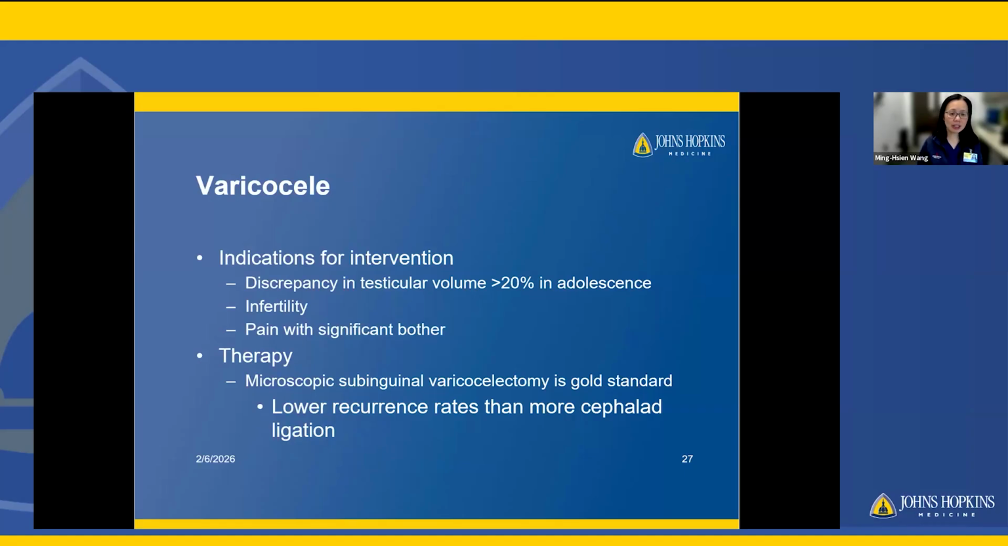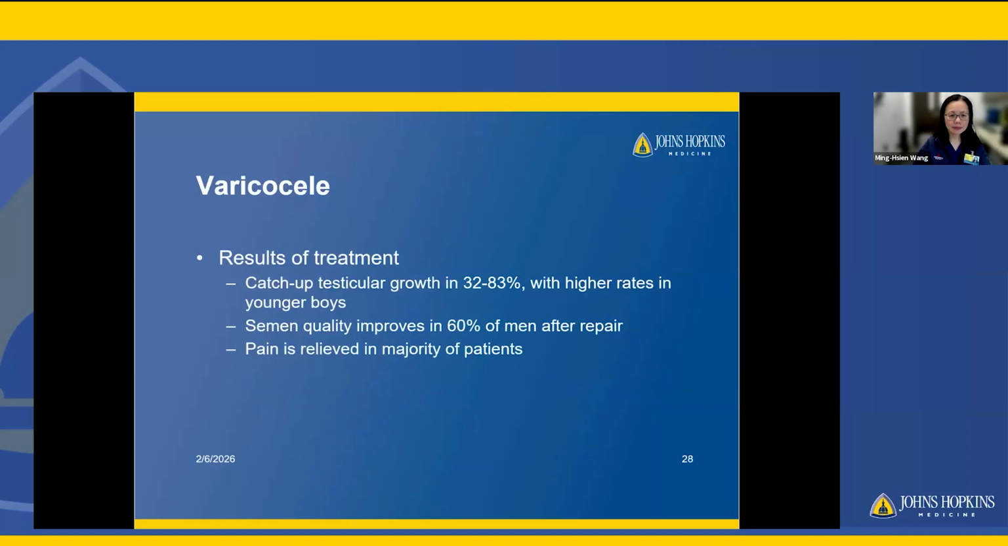And the success rate is great. It's done under the microscope. So it's actually really nice. So if we're able to catch these things early on, get it treated right away, there's a very good possibility that testicle will catch up with the other side, because these young boys are still growing, things are still developing. And even in some of the studies in men with fertility issues, the semen quality does improve. So that's great. And in terms of that dull, achy pain, it definitely gets better.